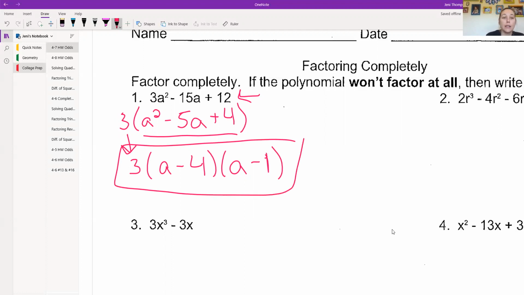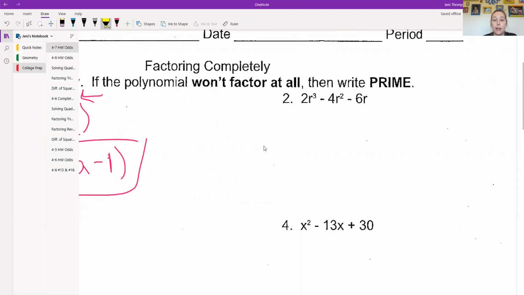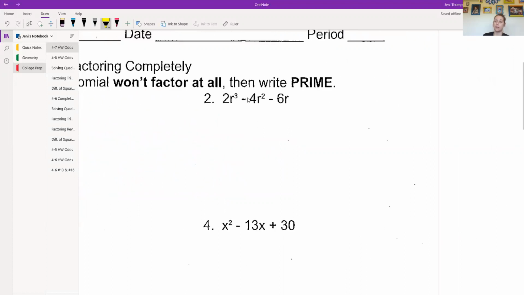With the greatest common factor that we factored out at the beginning, this 3 hangs with us at the end and is included in our answer in front of our two binomials. Let's take a look at number 2. Number 2 is a little different because it's not just a number that we can factor out, it's also a variable. Each of these terms can be divided by 2.